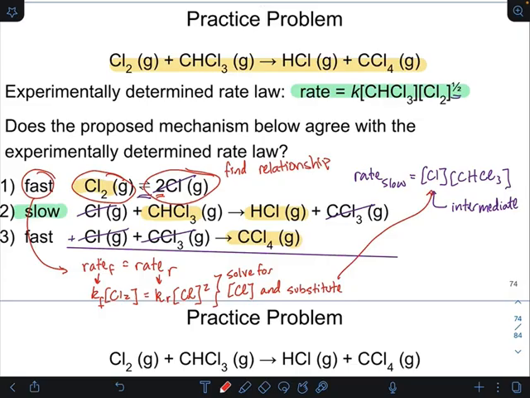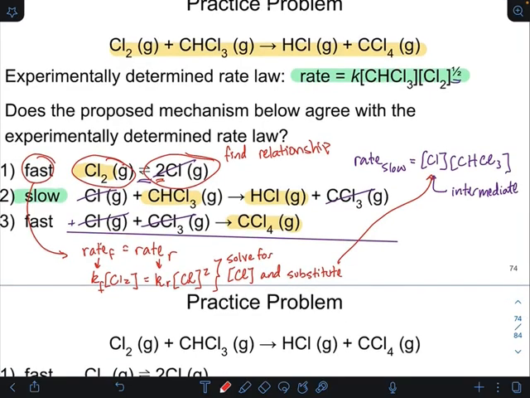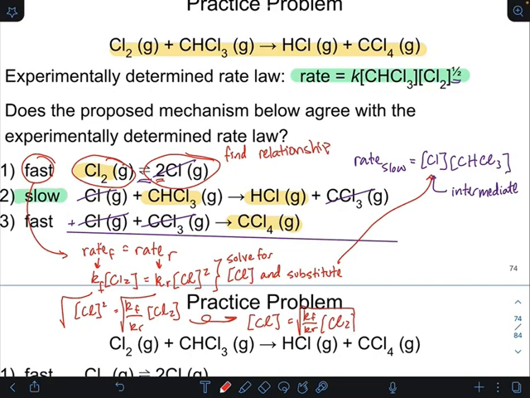Okay, so I'm going to treat this just like an algebra problem. I'm going to divide both sides by Kr, and I'm going to take the square root. So what I end up with is concentration of chlorine. Actually, let's do this in 2 steps: the concentration of chlorine squared is equal to Kf over Kr, times the concentration of Cl2. And then I can take the square root of both sides, and I get concentration of chlorine is equal to the square root of Kf over Kr times the concentration of Cl2.